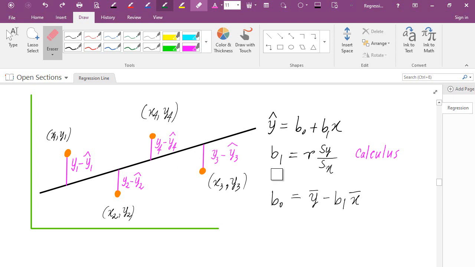So the trend line that minimizes the sum of these squared distances is given by an equation y hat equal to b0 plus b1x, where b1 is r times sy over sx, where r is the correlation coefficient, and sx and sy are the standard deviations of x and y. b0 is the mean of y minus b1 times the mean of x.